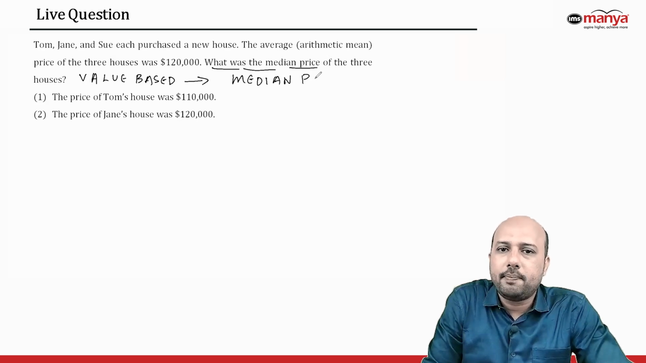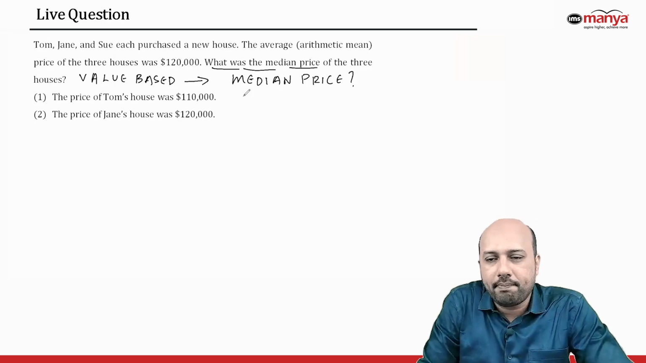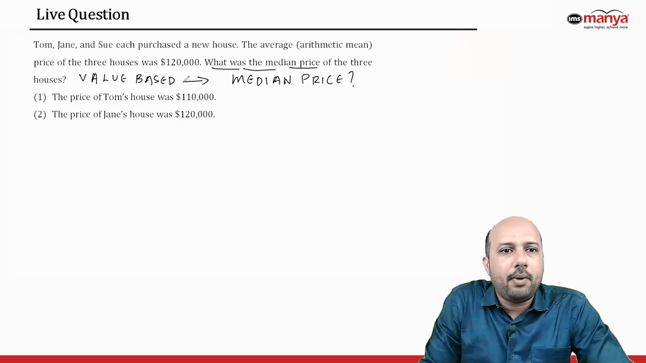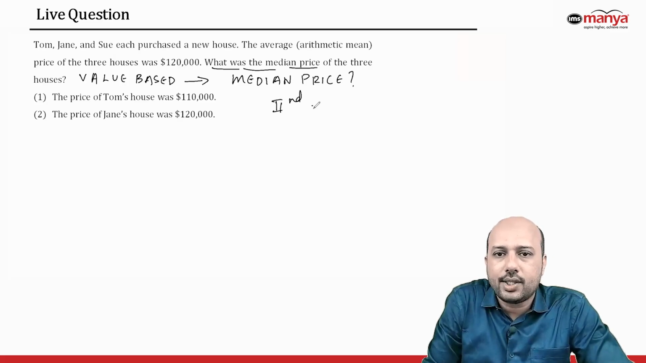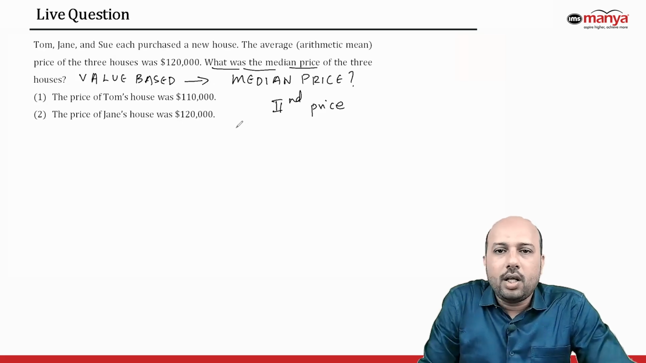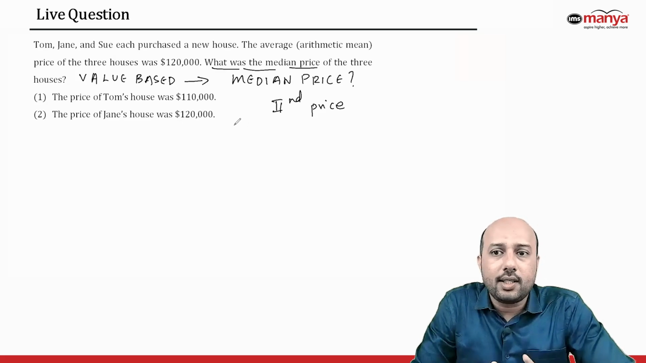So what is the median? Median is the middle value when arranged in order. They have given three house prices, so the middle value would be the second price when arranged in order. If it were an even number of elements, I would have taken the average of the middle two values, but here it is an odd number of elements: three houses, and three is an odd number. So we have to find the second price when arranged in order.